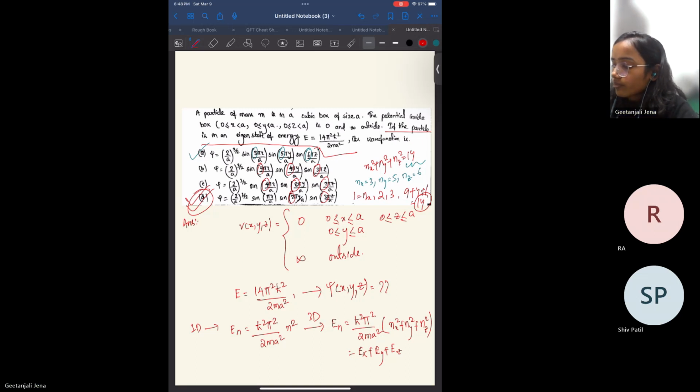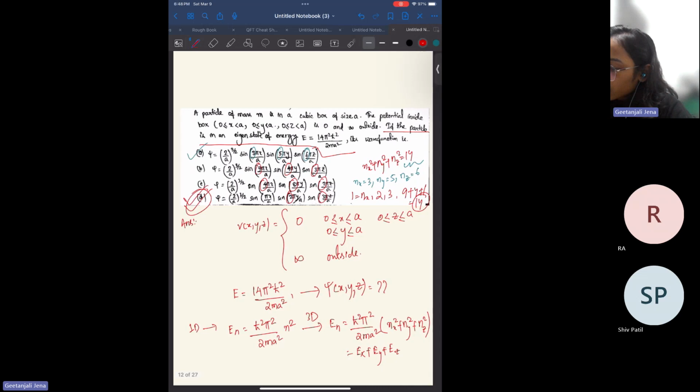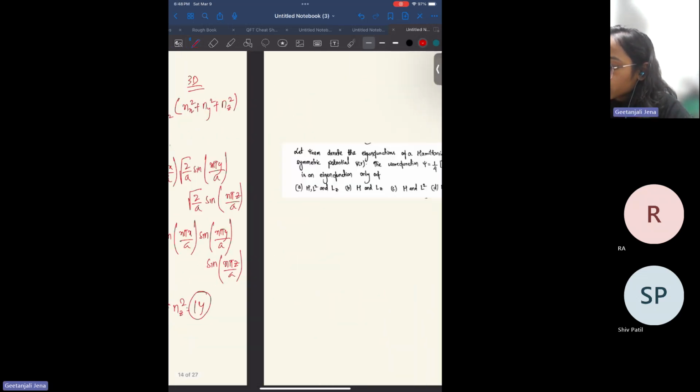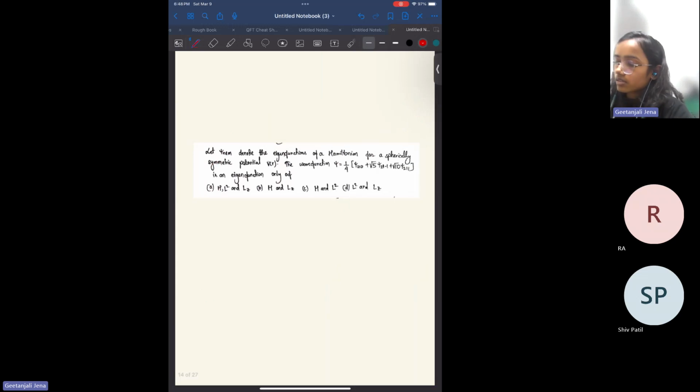Okay. So these are the problems related to a particle in a multidimensional box or harmonic potential also. So let's see our next question. It is based on the hydrogen atom problem. Let me go through the question.